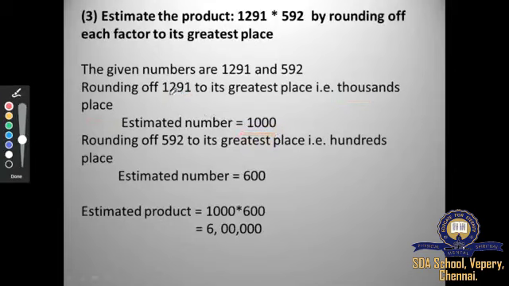Since we have the digit 2 in the hundreds place, which is less than 5, we replace the hundreds, tens and ones place by 0. So we get the estimated number to be 1000. Rounding off 592 to its greatest place, that is the hundreds place, the estimated number is equal to 600. So we have to find the product. Product means we have to multiply. So 1000 into 600 is equal to 6 lakhs.